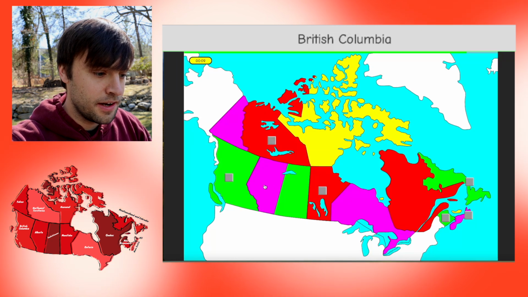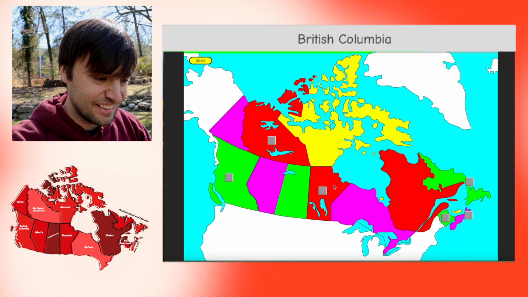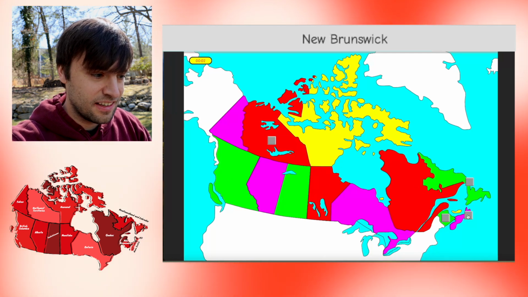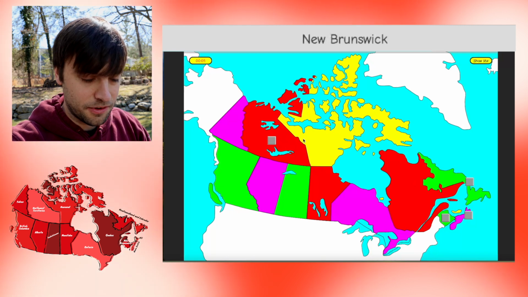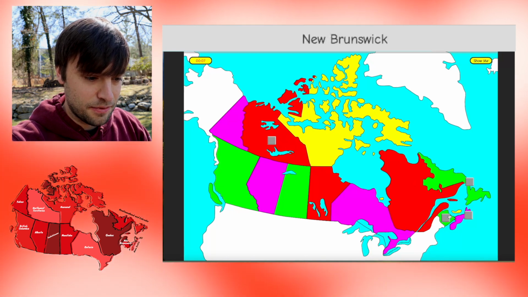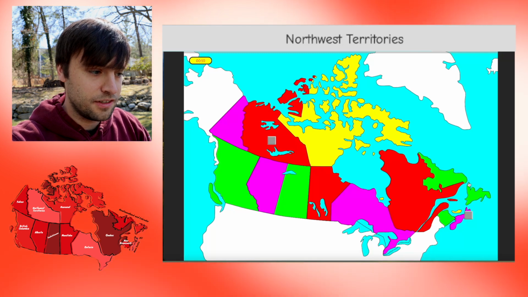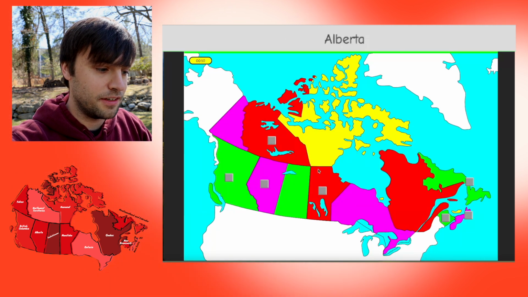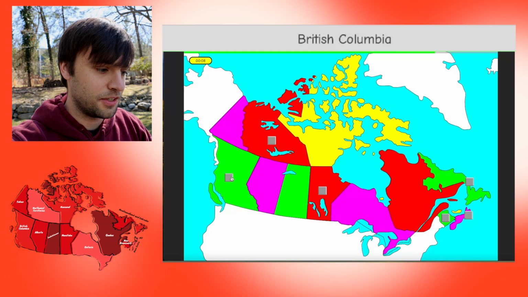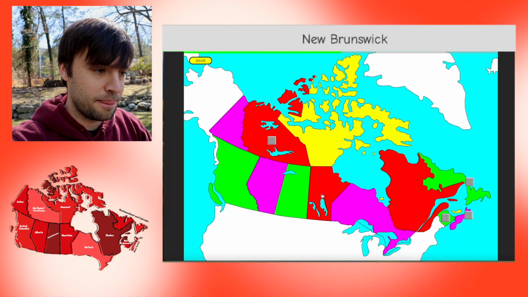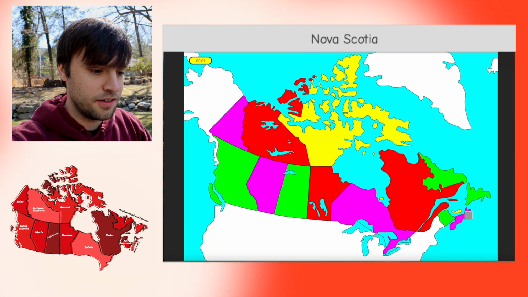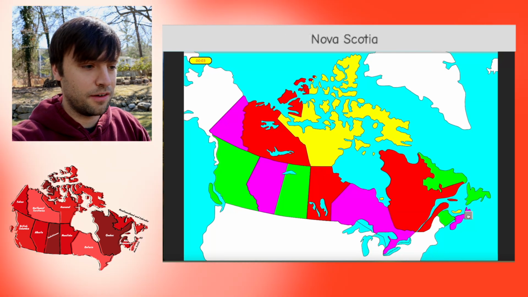Alberta is right here. British Columbia is right here. Manitoba is right here. New Brunswick. That's Northwest Territories in the corner here. I think this is New Brunswick. Newfoundland, the Northwest Territories, and Nova Scotia. All right, I don't think we got them wrong, but our pace wasn't very good. British Columbia, Manitoba, New Brunswick, Newfoundland, Northwest Territories, and Nova Scotia, the purple one down here in the corner.